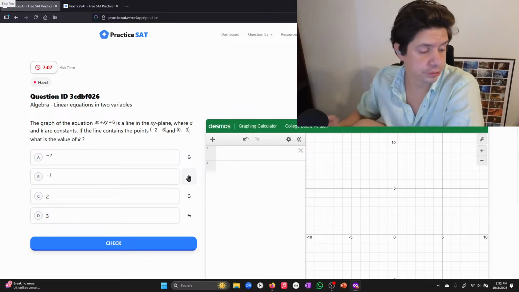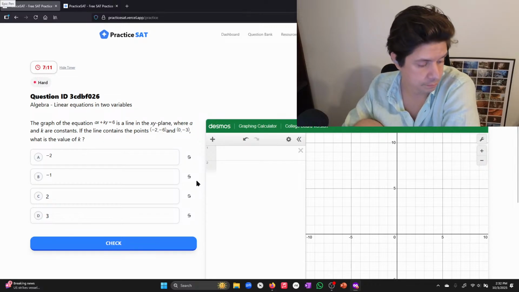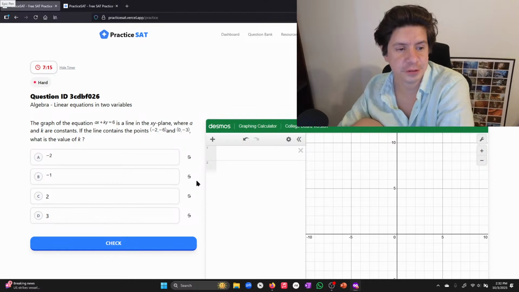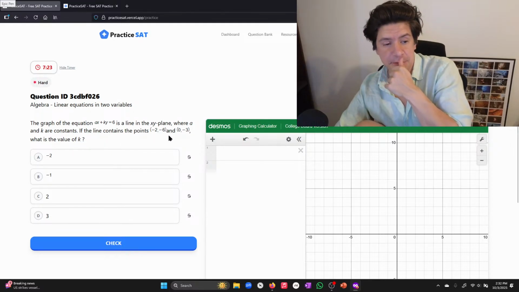Okay, so how do we do this one? So what is the value of k? So which of these will it be? (-2, -6) and (0, -3).